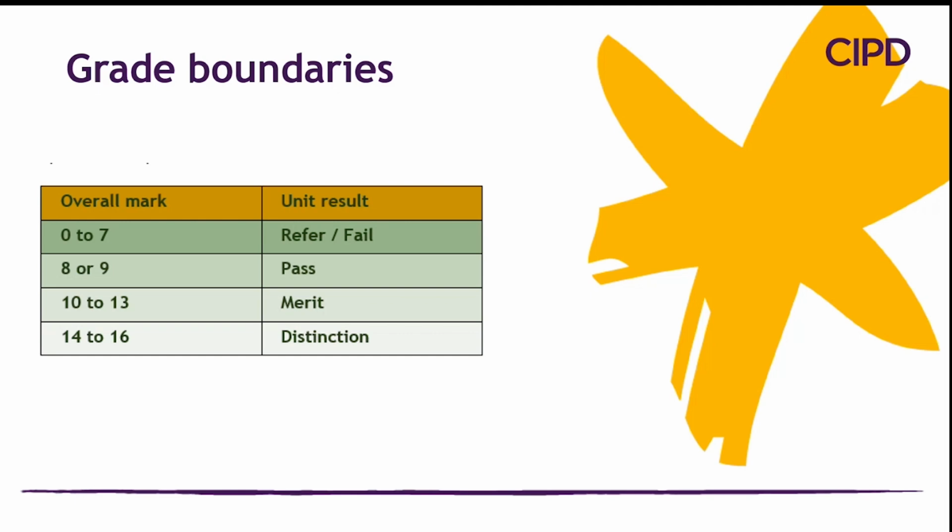Providing none of the learning outcomes have failed or referred, the table on the slide here will be used. So overall marks of 8 or 9 will result in a pass, 10 to 13 a merit, and 14 to 16 a distinction. But if any answer or AC refers or fails, or the overall mark is between 0 and 7, the unit result will be a refer or a fail.